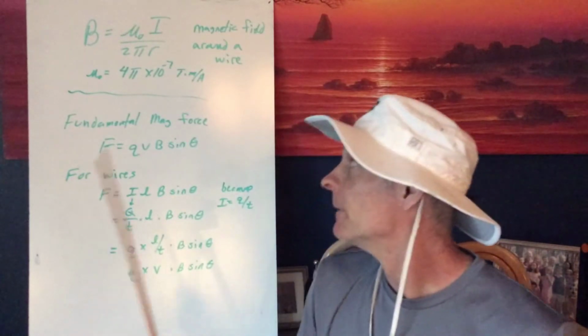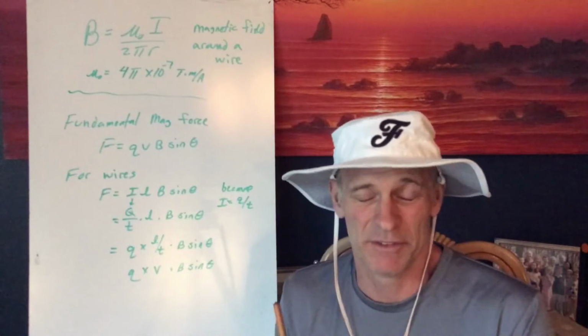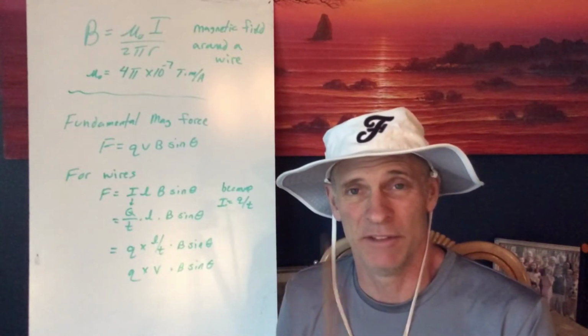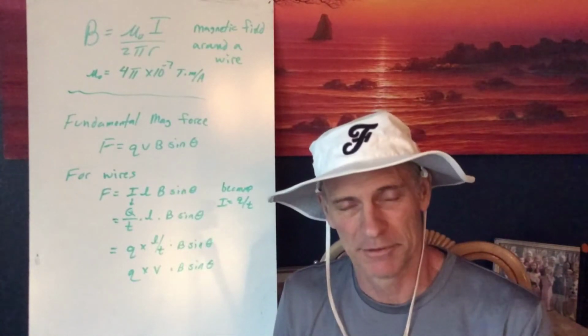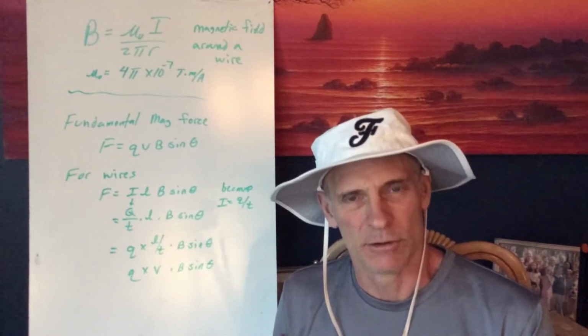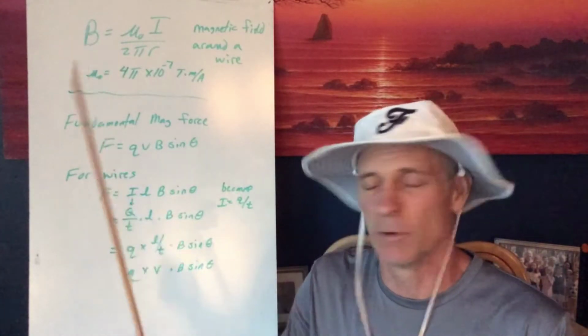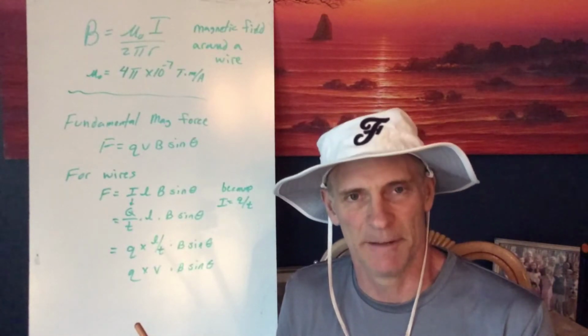But either way, mu naught though, this is not 48 times 10 to the negative 7th. It's 4 pi times 10 to the negative 7th. And the units are Tesla meters divided by amps. Okay, so guys, the net result of B will be in the units of Tesla.